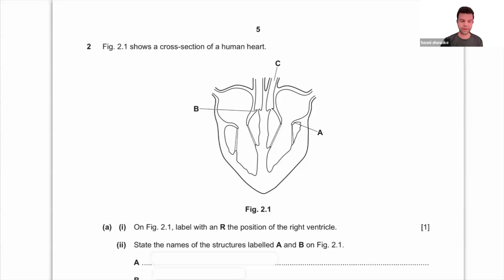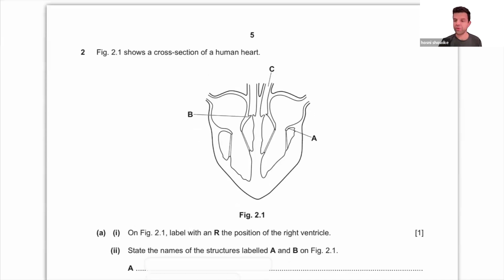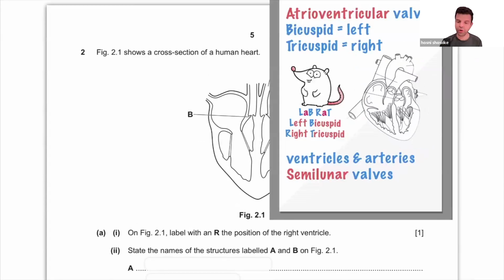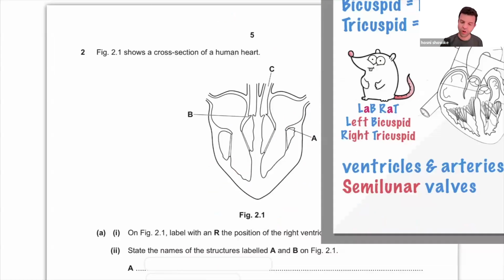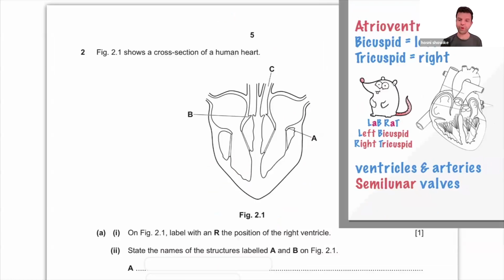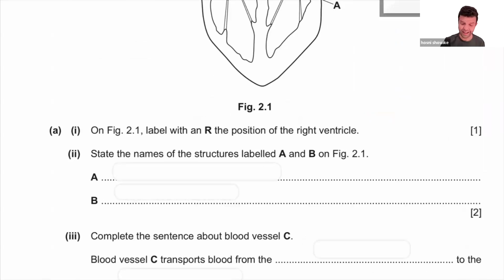Now, valve A, the one on the left, is the bicuspid. The left atrioventricular valve is always the bicuspid, and the right atrioventricular valve is the tricuspid. The remaining valve here, valve B, is the semilunar. So I'm going to state A as either the bicuspid valve or the left atrioventricular valve, and B is the semilunar.